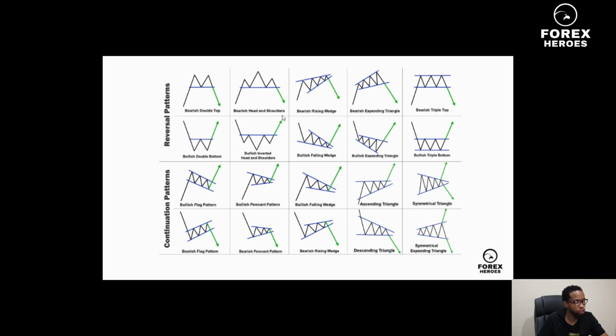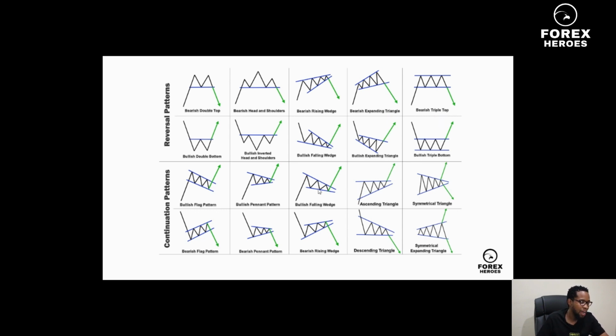We have the bearish head and shoulders. That means the market will be at the top. We have the bullish inverted head and shoulders. That means the market will be at the bottom. We are preparing ourselves to reverse. We have the bearish rising wedge. We have the bullish falling wedge, which commonly happens at the bottom, closer to the support or the demand zone. We have the bearish expanding triangle, which commonly happens closer to the supply zone or at the resistance. And we also have the bearish triple top and bullish triple bottom.